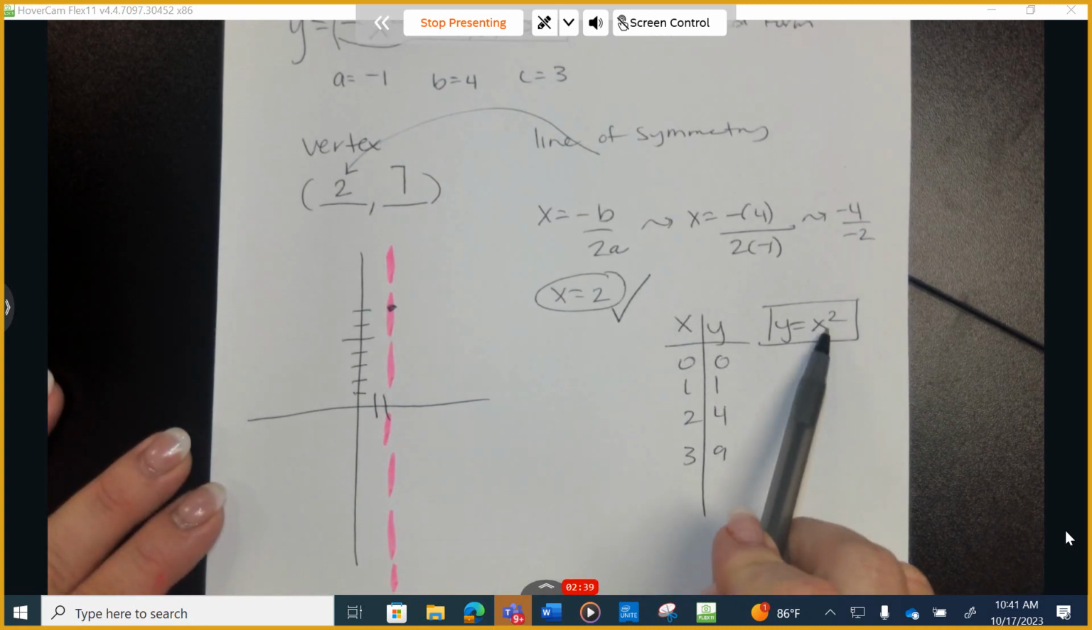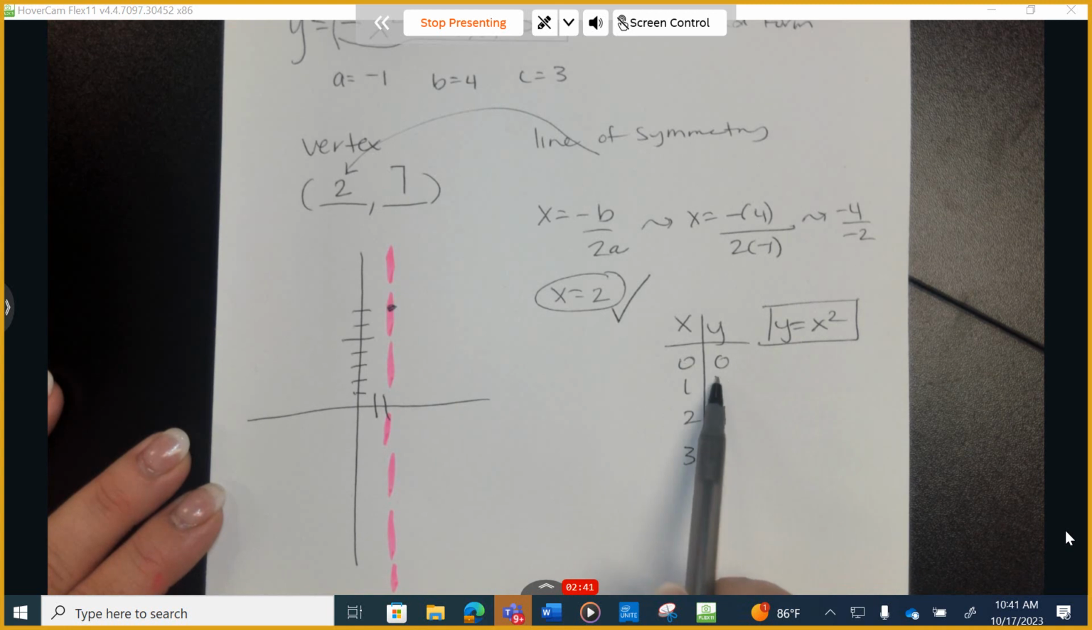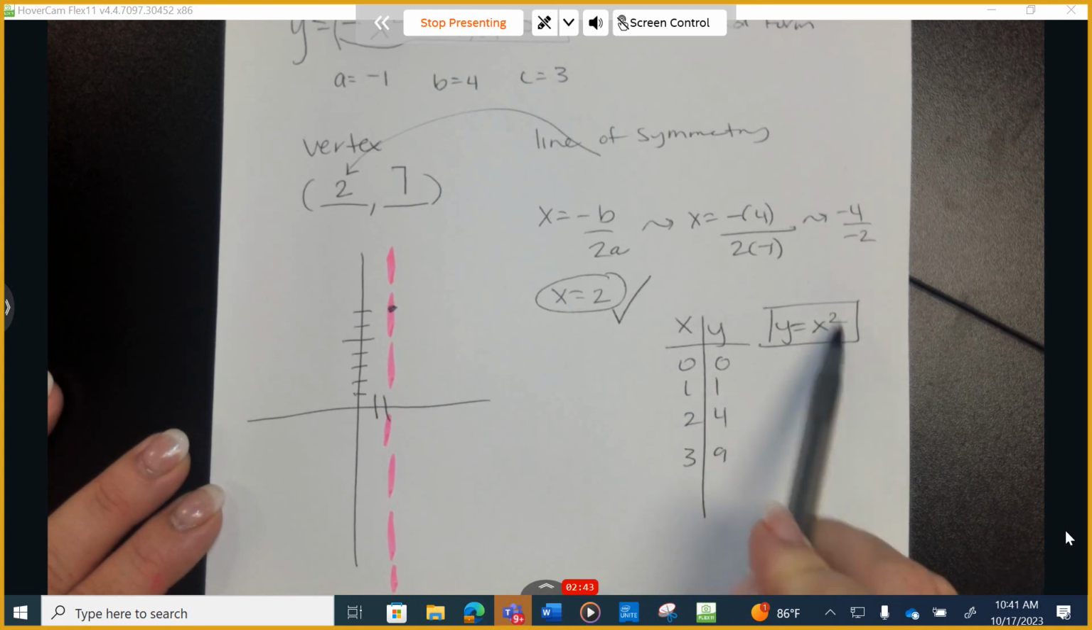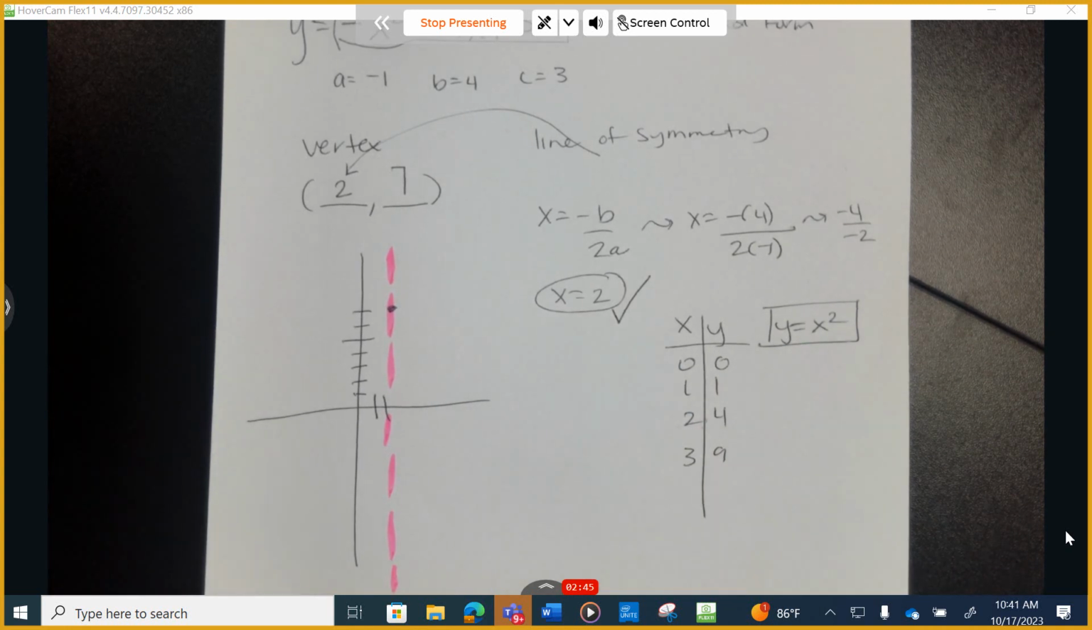I plug in 0, the output is 0. I plug in 1, output 1. Plug in 2, output 4. Plug in 3, output 9. That's how I come up with those. Again, they are on the board.